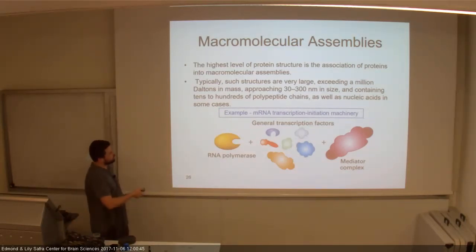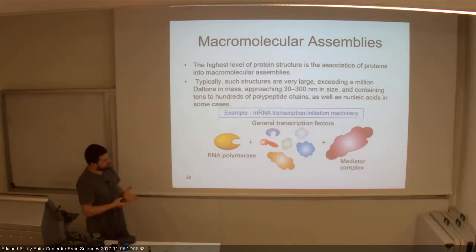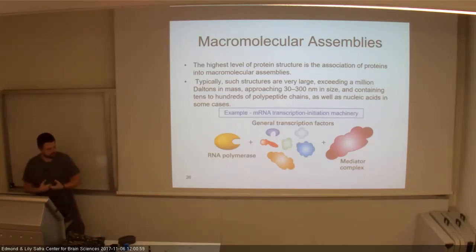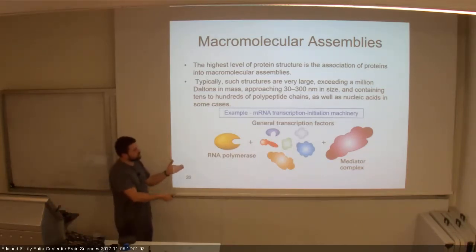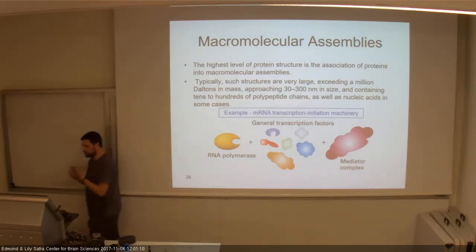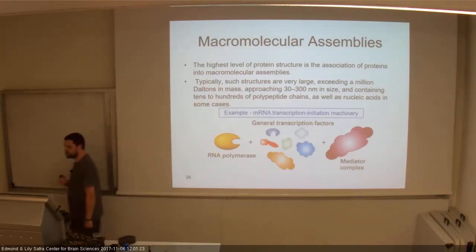So in this transcription initiation complex, you have a lot of different types of proteins that are recruited and are working together for this specific goal. But we will not say that this is a protein. Okay, so this is the last level of the hierarchy, and this level is the level of multiple proteins that are serving a single function. These structures can be very large. They can be up to 30 to 300 nanometers in size. I know it sounds small, but these are very large proteins.